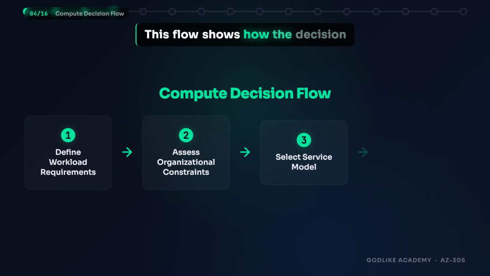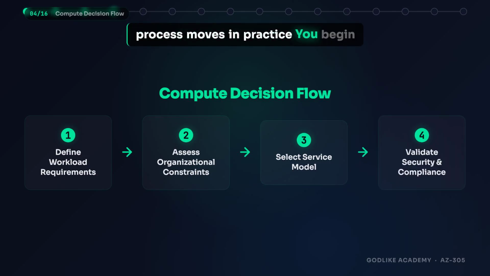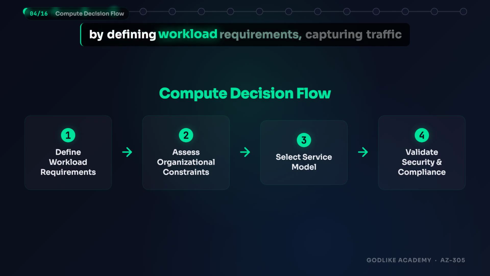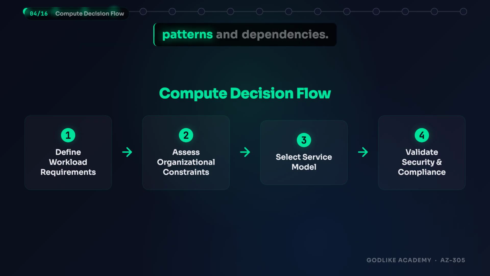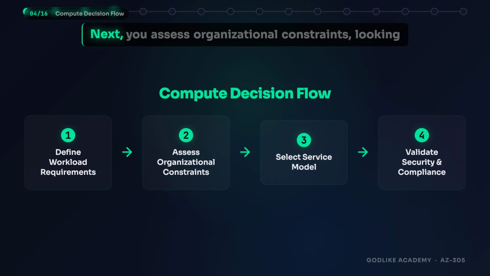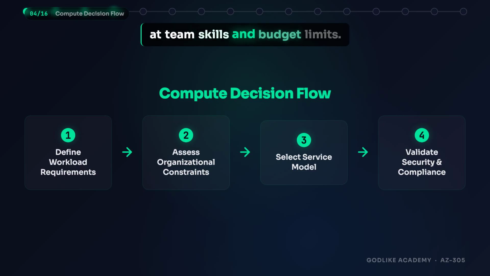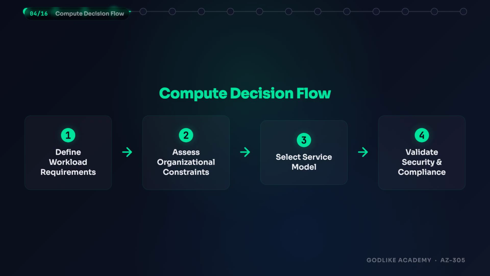This flow shows how the decision process moves in practice. You begin by defining workload requirements, capturing traffic patterns and dependencies. Next, you assess organizational constraints, looking at team skills and budget limits. Then you select the service model that fits both the workload and the constraints. Finally, you validate against security and compliance rules before deploying.